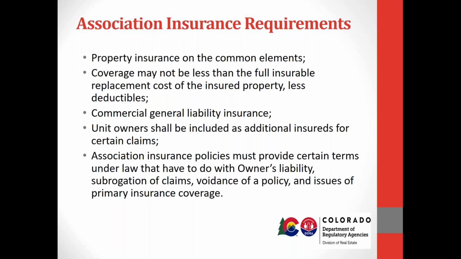The association shall maintain, to the extent reasonably available, property insurance on the common elements and, in a planned community, also on the property that must become common elements for broad form covered causes of loss. The total amount of insurance must not be less than the full insurable replacement cost of the insured property less applicable deductibles at the time the insurance is purchased and at each renewal date, exclusive of items normally excluded from property policies.